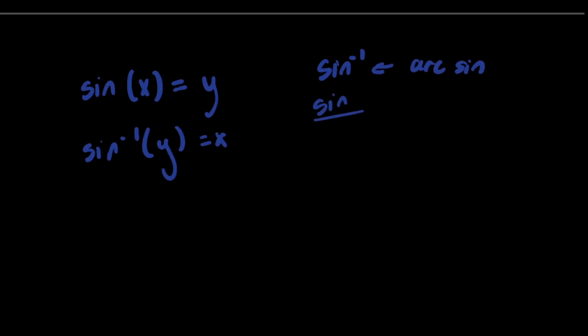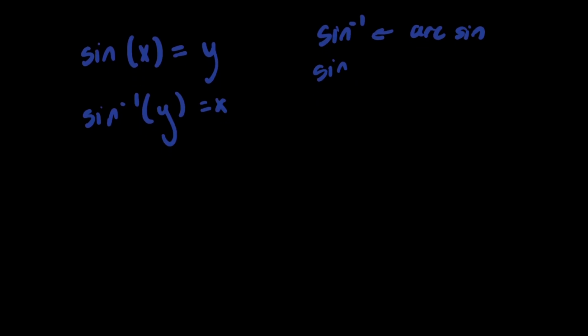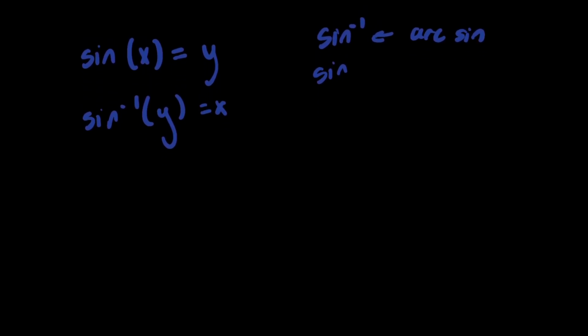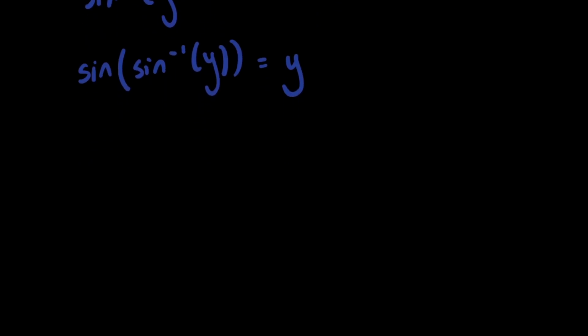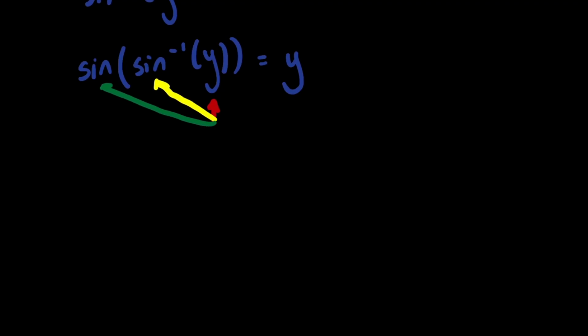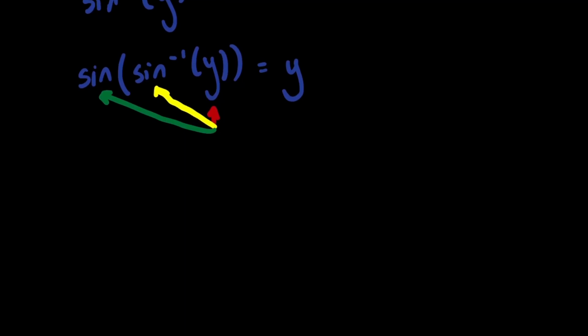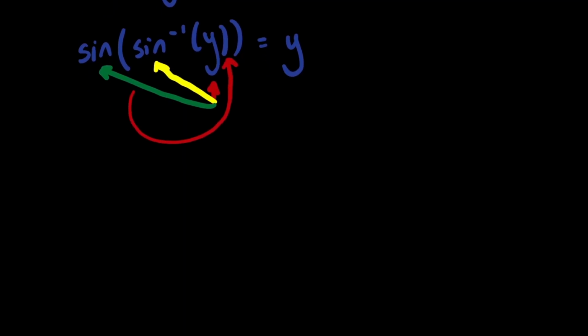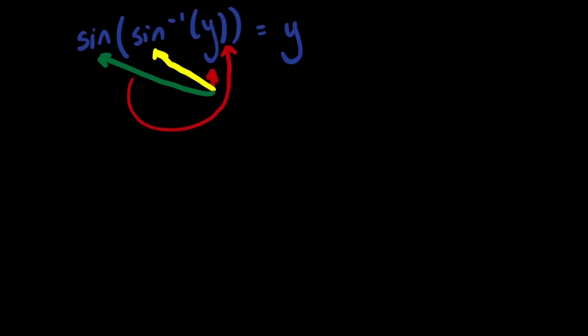Arcsine is the inverse function of sine. And because of the way that inverse functions work, we can also say that sine of inverse sine of y is equal to y. Because right here, we have y, and then an effect is applied to that y, and then an inverse effect is applied to that effect, which puts you right back where you started with this y here. So now we know that sine of inverse sine of y is equal to y.